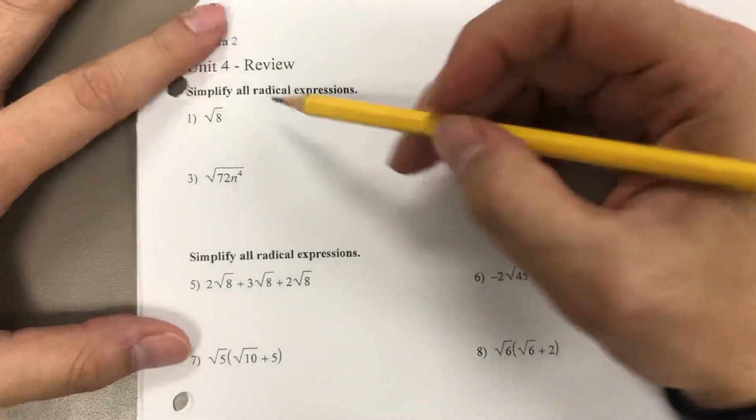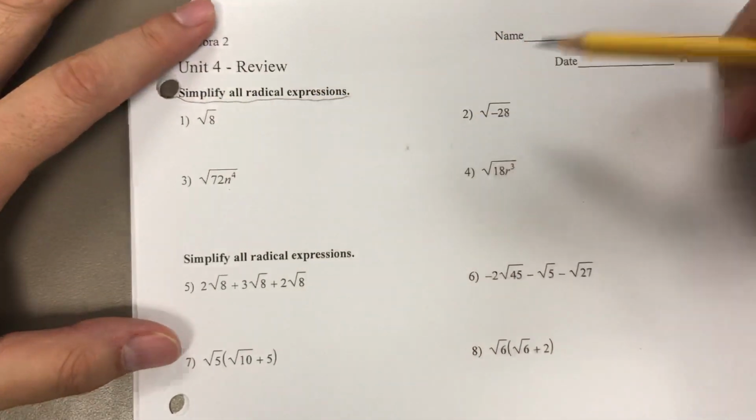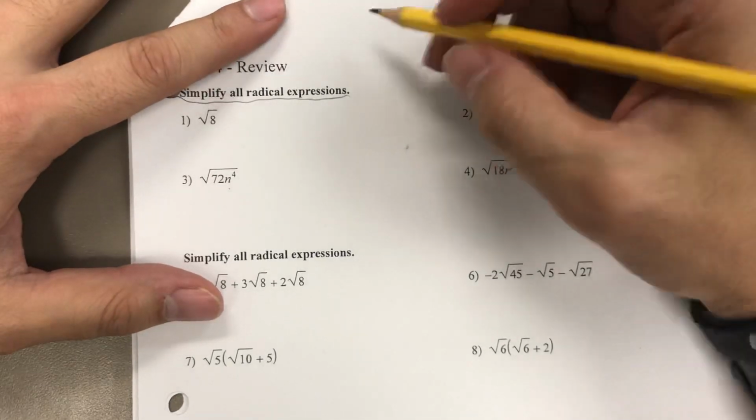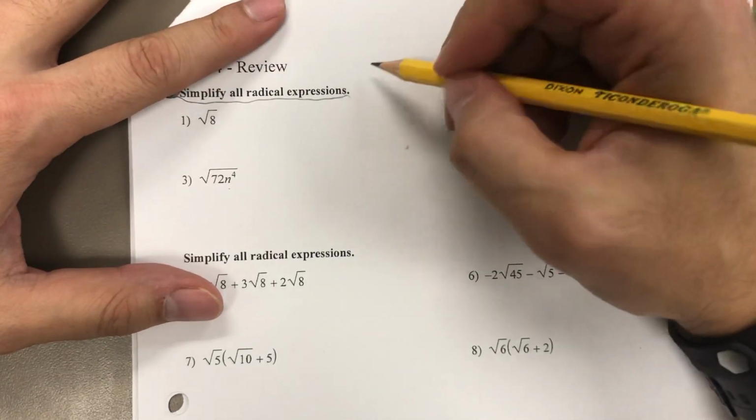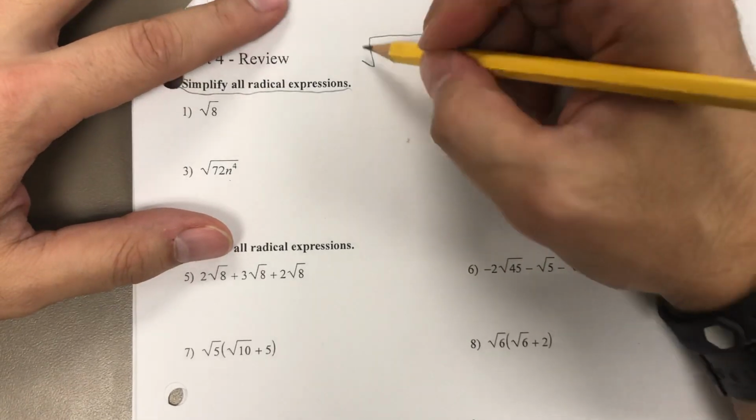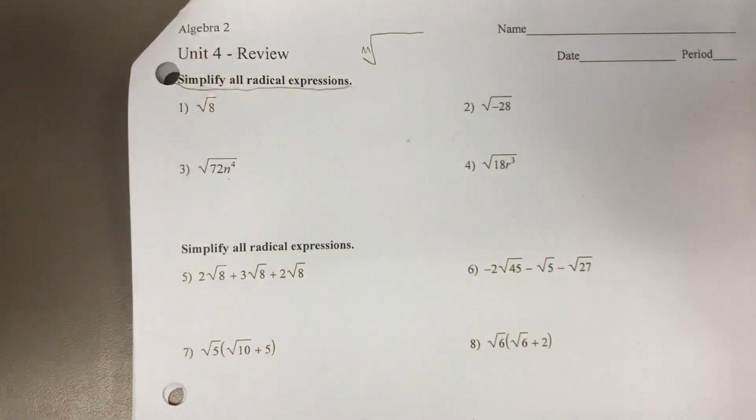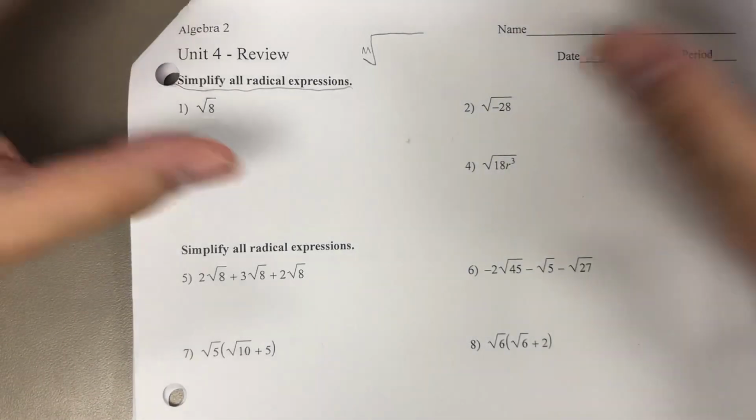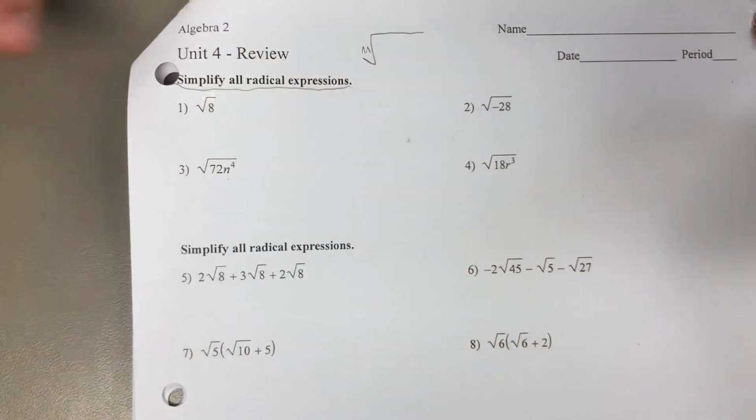Okay, so first, we're just simplifying the radical expression. Each one of these is a square root, and you need to know how a square root works. The way that a root works in general is whatever the index is, the number that's in the corner of the square root, it tells you the group of numbers that you're trying to compact into a single number.